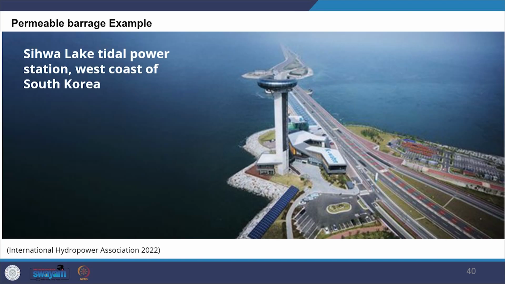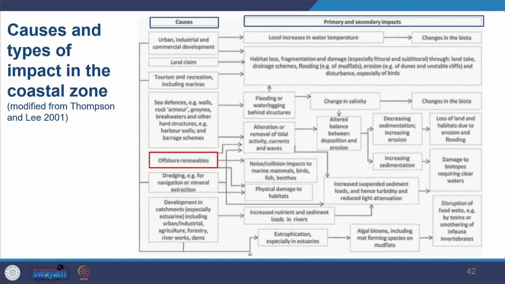So you would also find those things and how it affects the environment there. The other causes range from projects including offshore renewables, and you have dredging, which also has a lot of impact. You also see the alteration or removal of tidal activity, currents and waves. It also leads to an altered balance between deposition and erosion. You would see decreasing sedimentation, increasing erosion, loss of land and habitat, and increasing sedimentation. Then you would also find noise and collision impacts to marine mammals, birds, fish, and benthos.